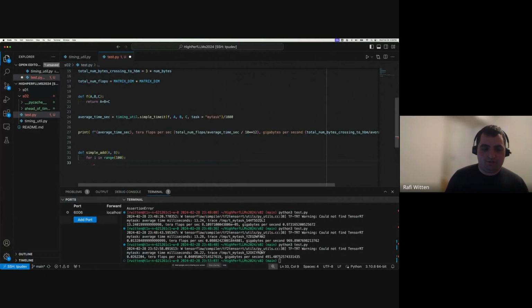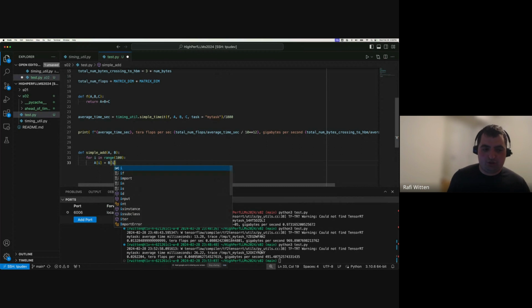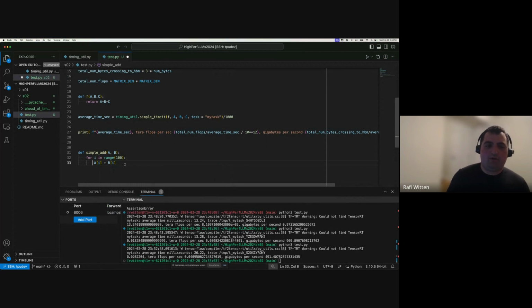Just to make sure everyone understands what we're doing, the naive implementation looks like this, and then returns C.